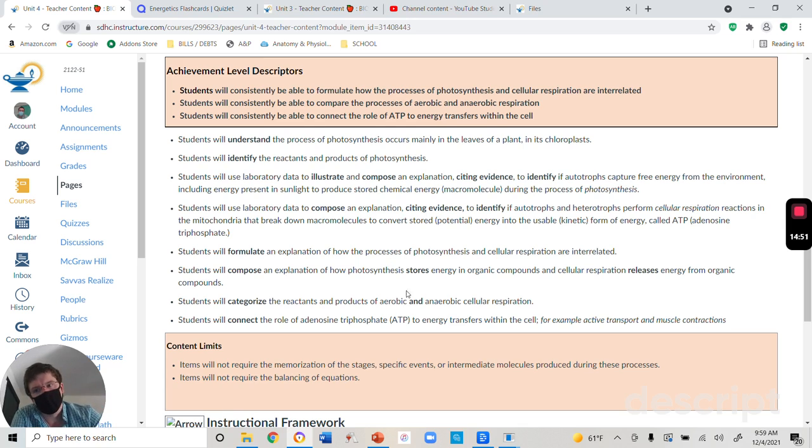I think the only things left after this for your first semester exam are the molecular genetics, as well as the Mendelian and non-Mendelian genetics. So I'm going to try to get those done before the end of the day.